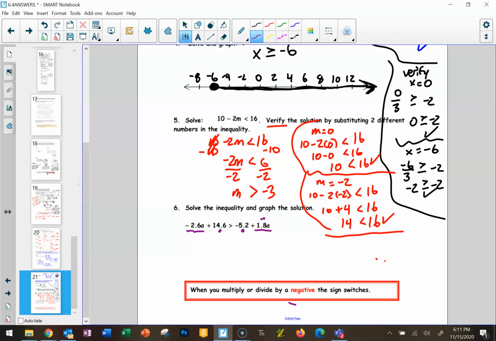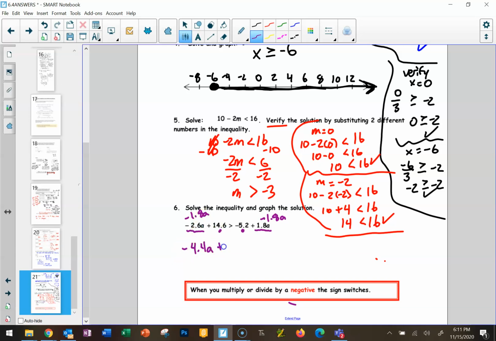So I have to subtract 1.8a in order to get rid of it on this side, which means I also have to do the same thing on the other. So minus 1.8a. I'm starting with negative 2.6a, and I'm going more negative, right? So if I'm going more negative, it's going to be a bigger negative number. So that's going to be, what is that, negative 4.4a.